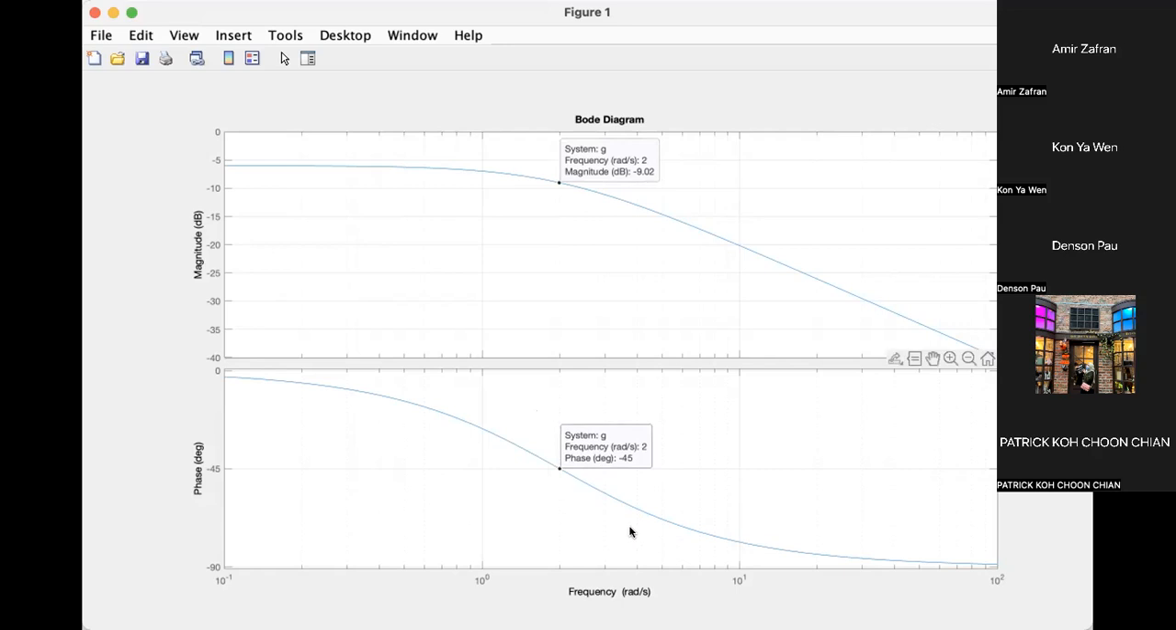Okay. What is the value of phase at 2 radian per second? Negative 45 degree. Negative 45 degree. Bagus. Okay. So I share with you again.